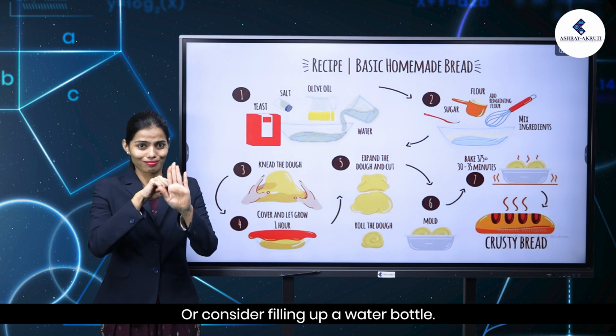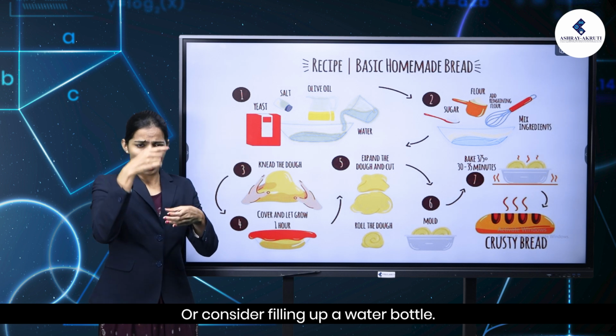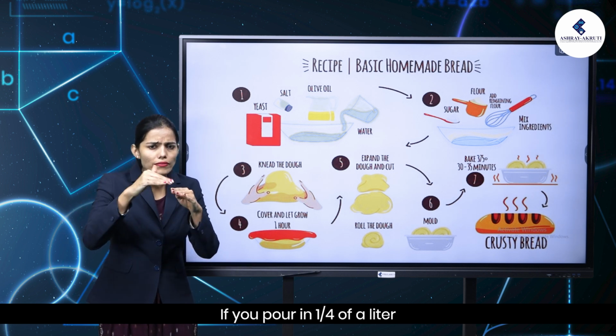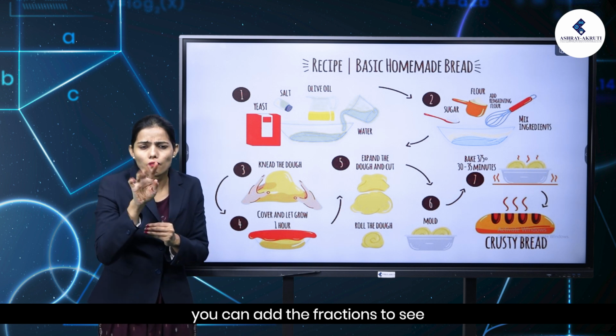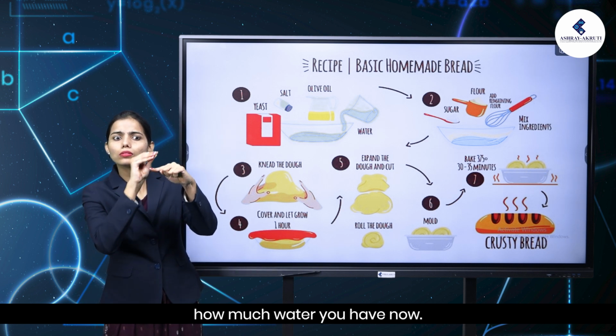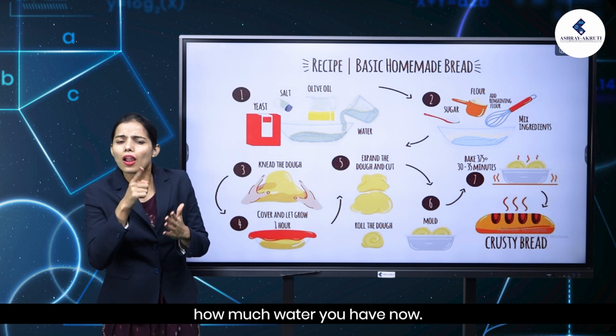Or consider filling up a water bottle. If you pour in 1/4 of a liter and then add another 1/4, you can add the fractions to see how much water you have now.